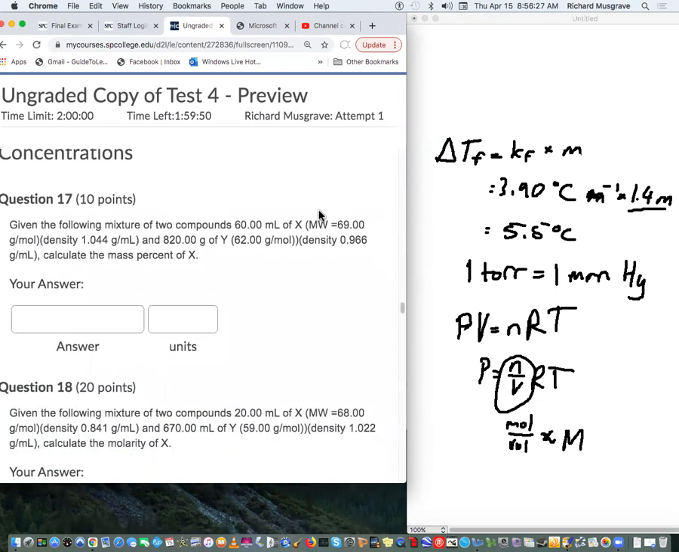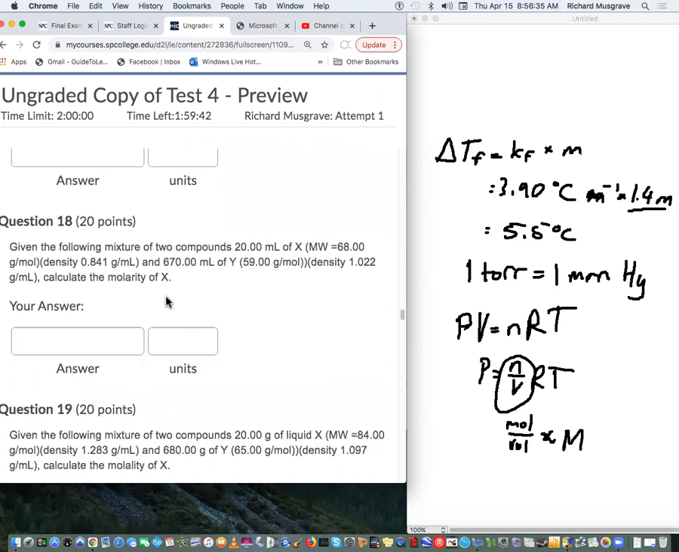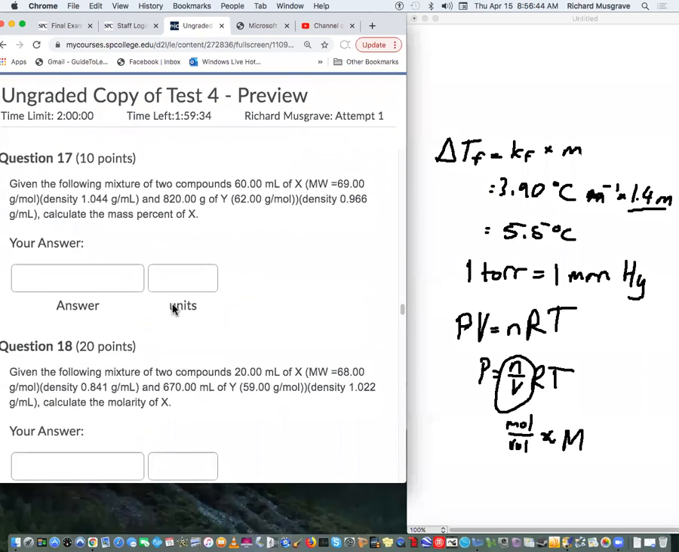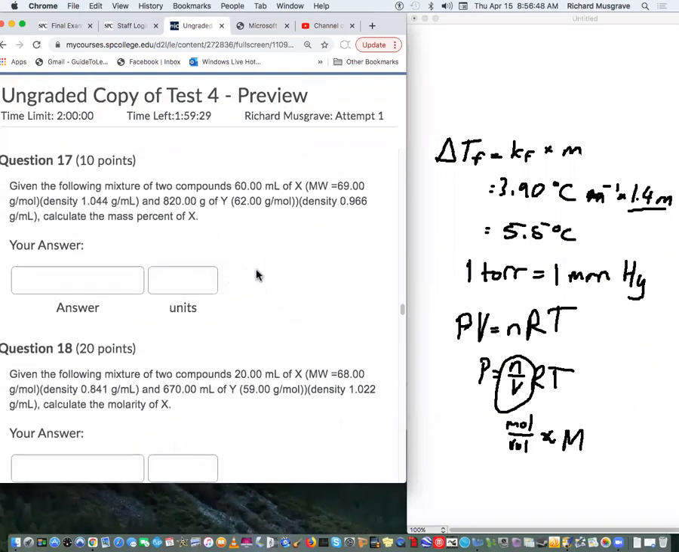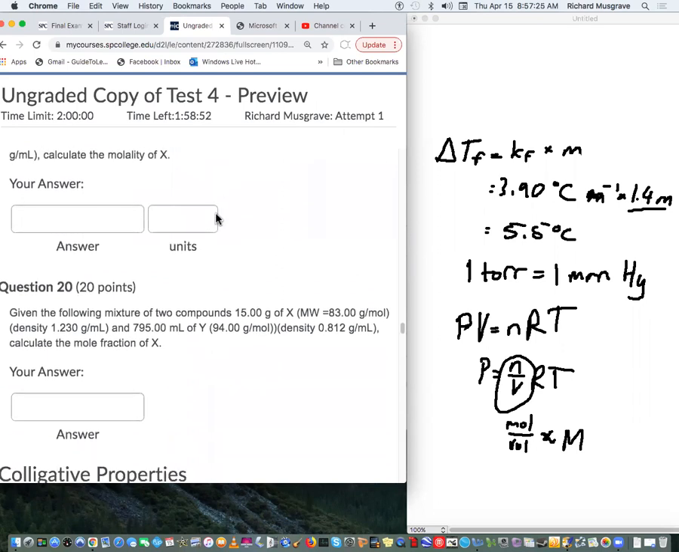Okay, so concentrations. For this one, you're asked for the mass percent of X, then the molarity of X, the molality of X, and the mole fraction. So four different questions, one of each. I said that you'd know whether it was a liquid or a solid. So for the solids, I actually say it's a solid. For the liquids, you'll be given a volume and a density, and that will help you to calculate a mass if you need to. But if it happens to be a solid, you'll be told it's a solid.